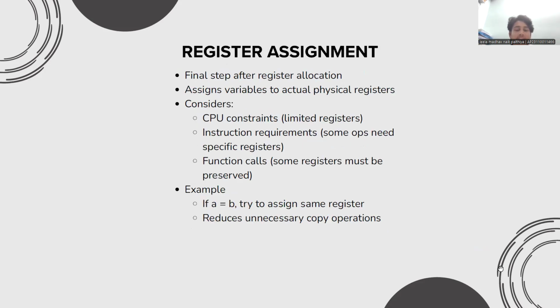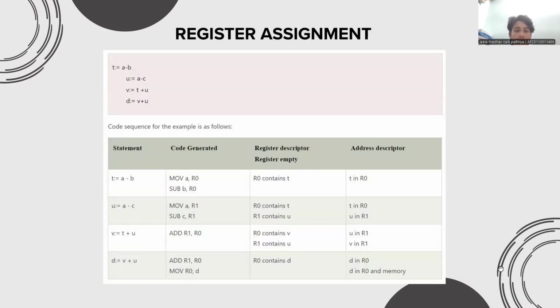After allocation, register assignment maps variables to actual registers. It considers CPU limitations, instruction requirements, and function calls. It also tries to reduce unnecessary operations. In this example, variables are assigned to registers. Operations like mov, add, and sub are used. The goal is to reuse registers efficiently and minimize memory usage.